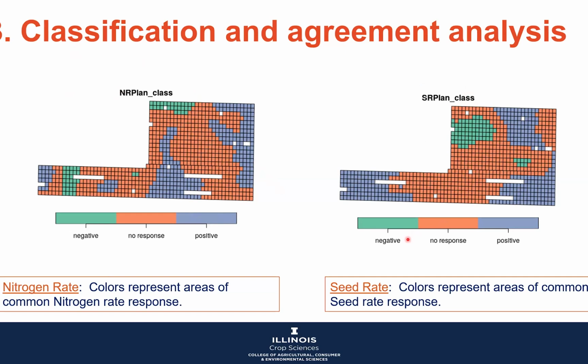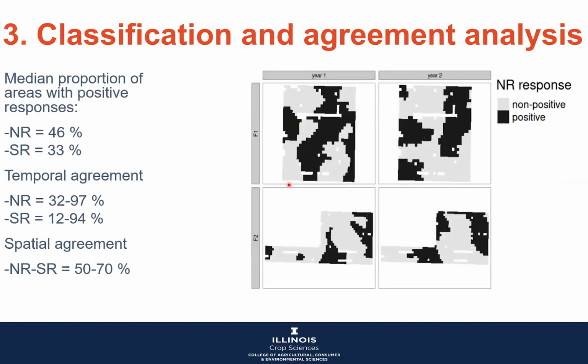Some of you might be wondering whether there is interaction. We couldn't find significant interactions, at least in this type of trials with the range of treatments that we have. So to summarize and simplify the analysis, we combine the negative and not responsive, and we only focus on the areas that have a positive response to the inputs. Then we asked whether the areas that have a positive response are consistent or not.